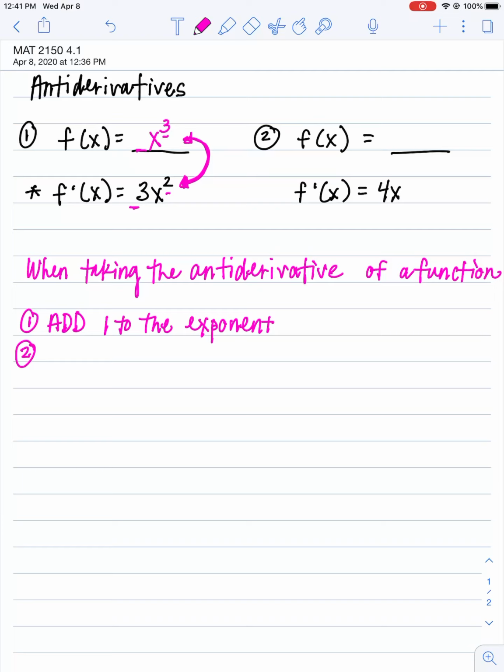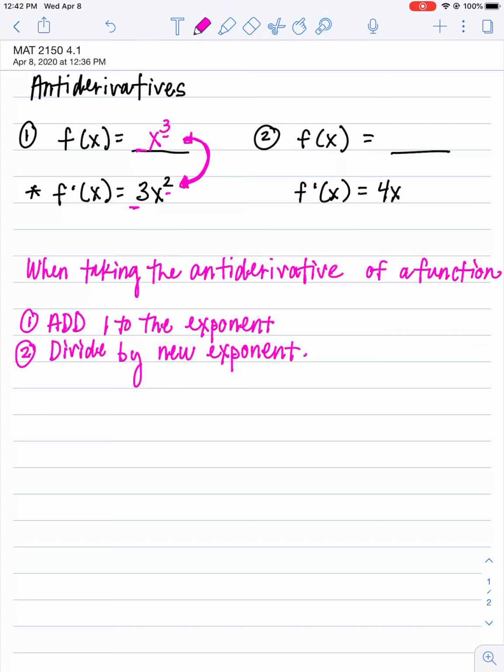And how would we get from 3 to an imaginary 1? Well, if you notice, what's the exponent? The exponent is 3. So you simply divide by the new exponent.